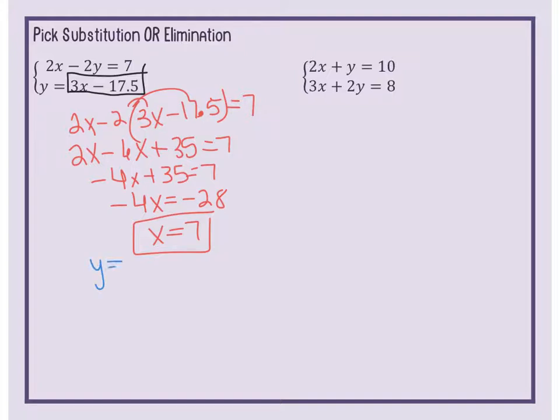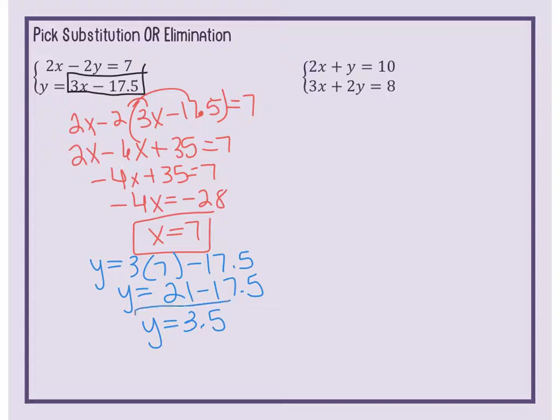So y equals 3 times 7 minus 17.5. So y equals 21 minus 17.5. Y equals 3.5. So my final answer is an ordered pair, (7, 3.5).